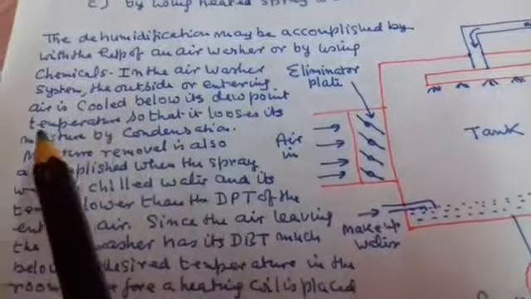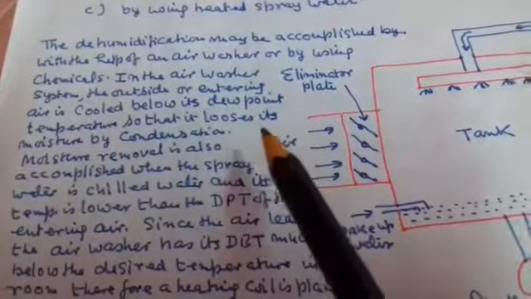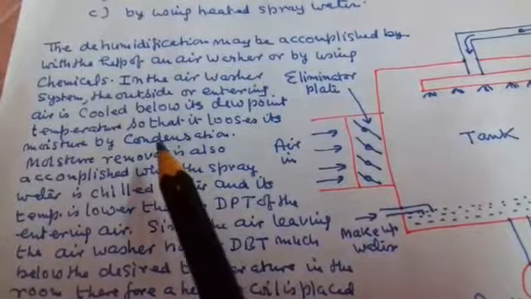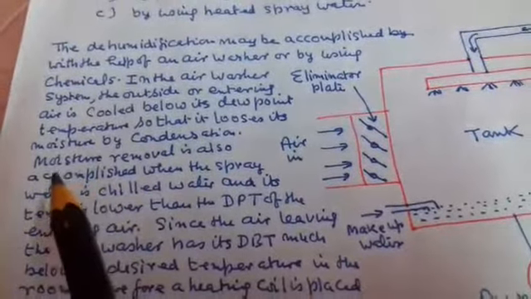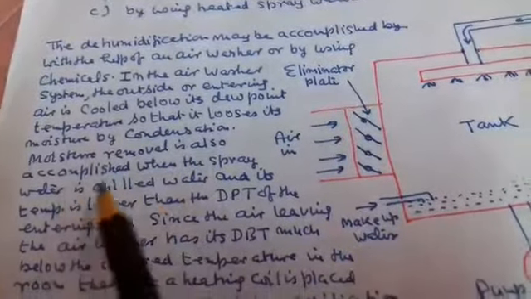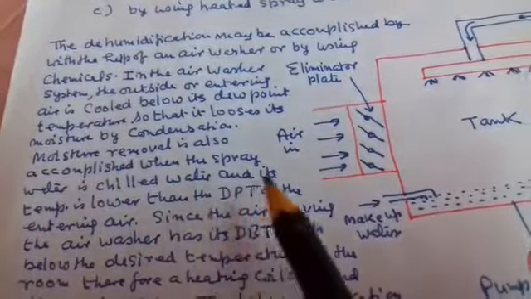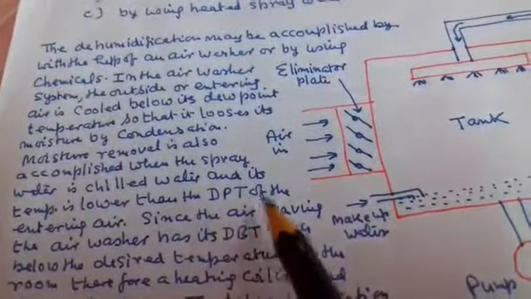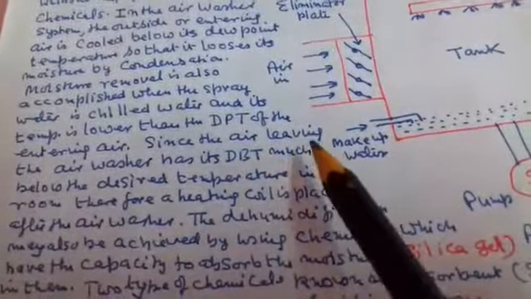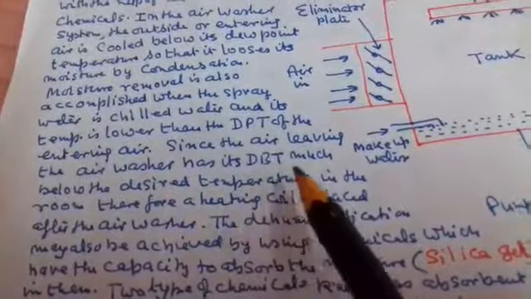Most moisture removal is accomplished when the spray water is chilled water and its temperature is lower than the DPT, dew point temperature, of the entering air. Since the air leaving the air washer has its DBT much below the desired temperature in the room, therefore a heating coil is placed after the air washer.